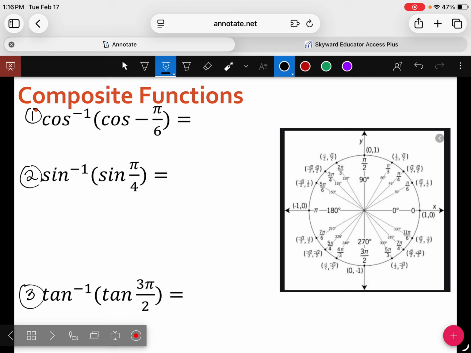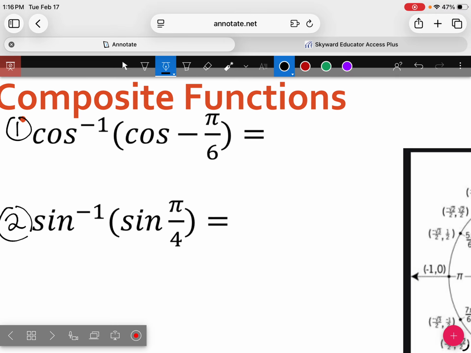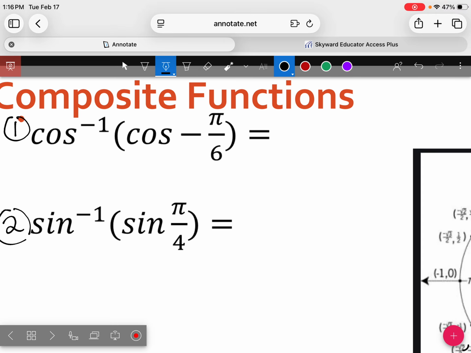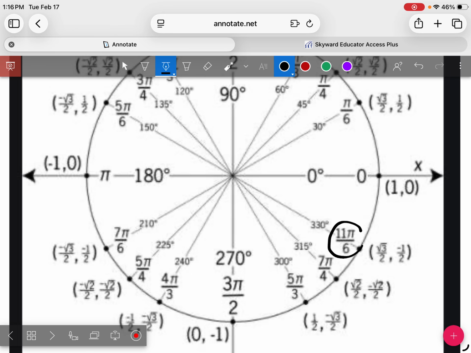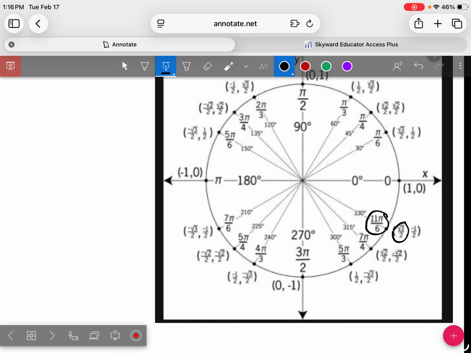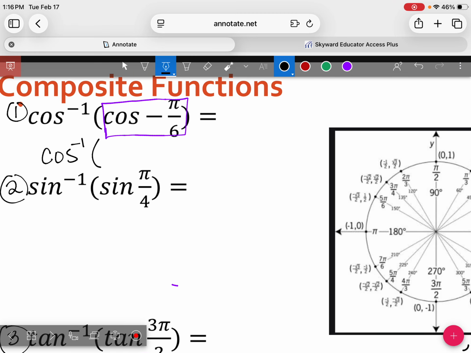So I think it's easiest to go from the inside out. So a composite is just two different questions. So let's start off by answering this question right here. What is the cosine of negative pi over 6? Well, negative pi over 6 on our unit circle is the same as 11 pi over 6. And the cosine is positive root 3 over 2. So the cosine of negative pi over 6 is positive root 3 over 2.